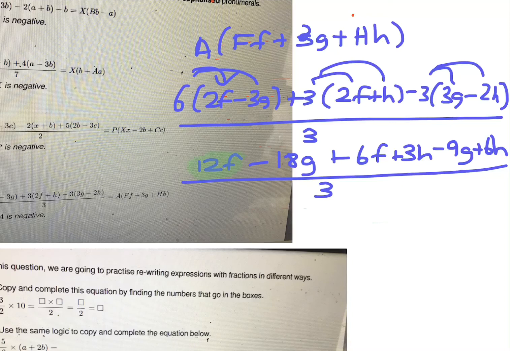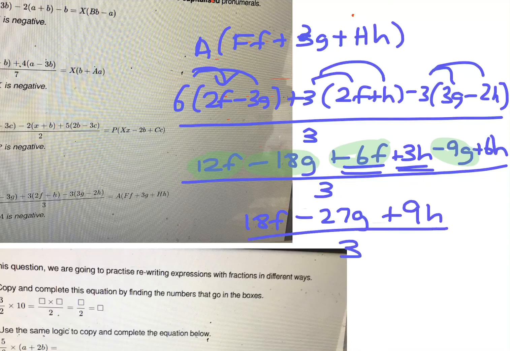Are there any like terms? So let's just check this out. Any f's? Yep. So that would be 6 and 12 is 18f. Any g's? Let's have a look. Minus 18g, minus 9g. So minus 18 minus 9 is minus 27g. 6f, we have done that. H is 3h, that'll be 9h, and that's all over 3.